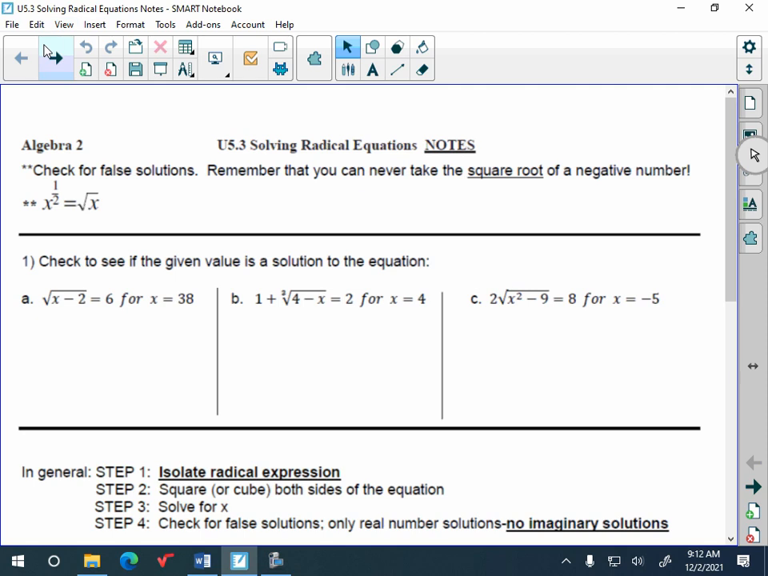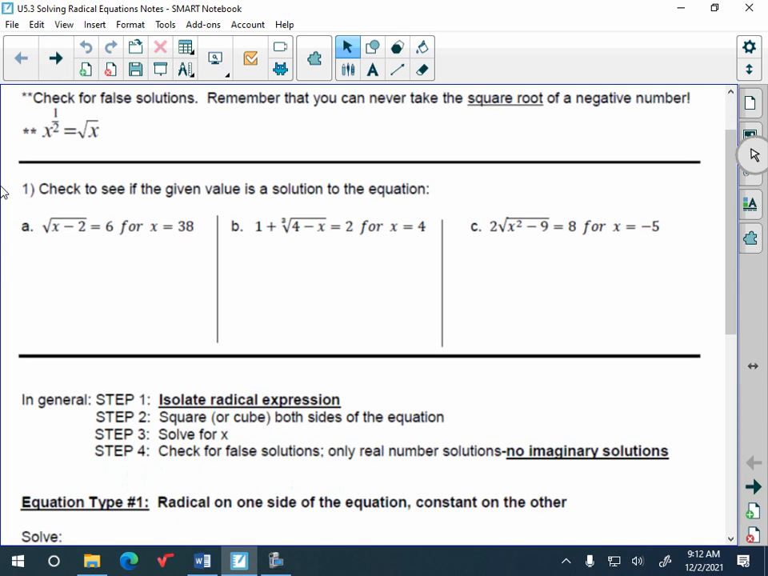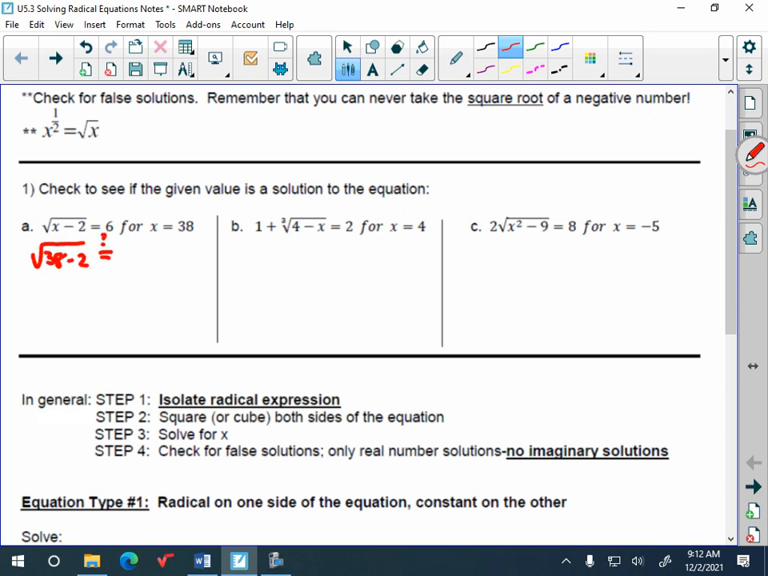So plug 38 in for x, and we just want to check, does the left side simplify to the right side? So 38 minus 2, does that equal 6? Well, 38 minus 2 is 36. Square root of 36 is 6. So yes, 6 does equal 6. So yes, 38 is the solution.